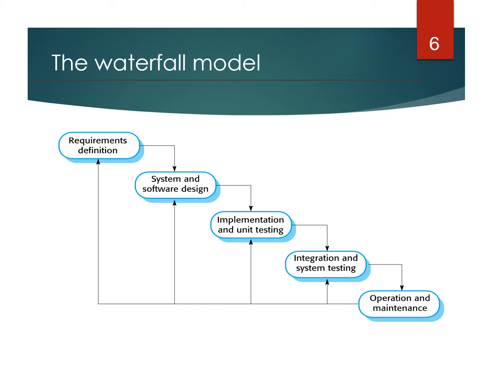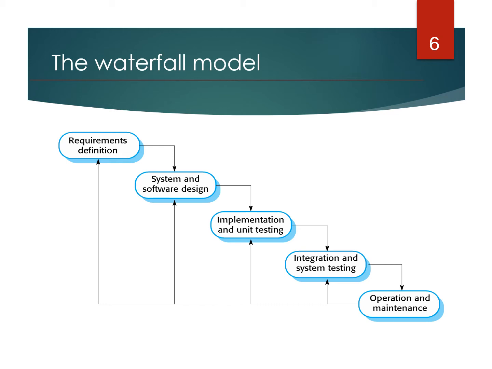When you see a diagram like this, it's the waterfall, like water falling from one phase to another. In the waterfall model, you have to perform the first process first. For example, in this case, requirement definition, which is specification, and then design, and then you implement and test it, and then you integrate. If there are many components, you combine them together first, and then perform system testing, testing as a whole, and then it's running and ready for maintenance.